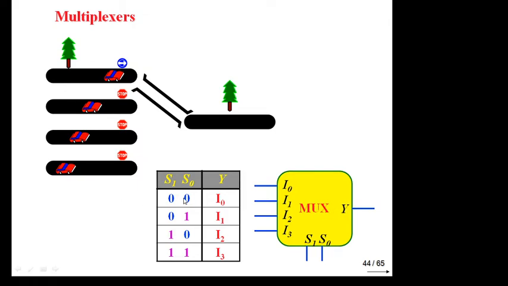When the value is 0 0, Y equals I0. When the value is 0 1, I1 is selected. When 1 0, I2 is selected. If 1 1, I3 is selected. Because there are two inputs, you can call them enable lines or select lines. Depending upon these values, any one input is connected to the output.